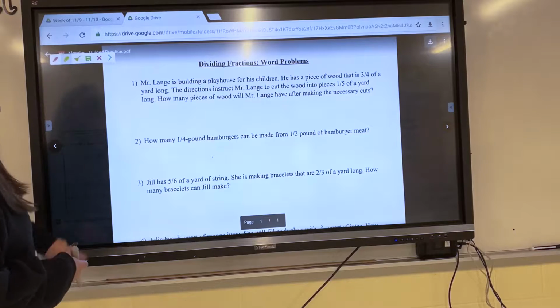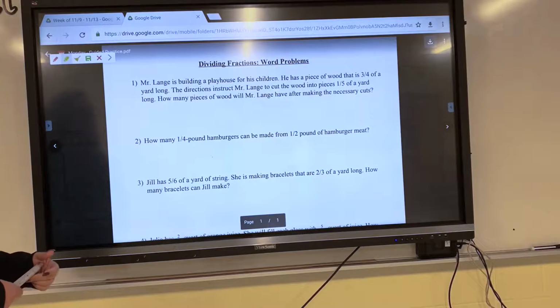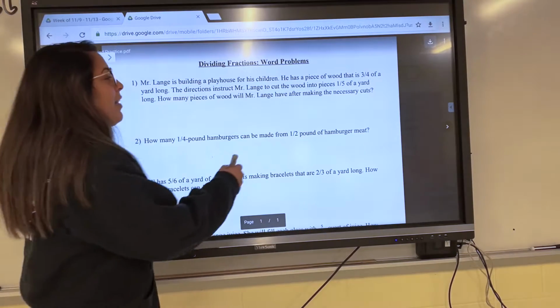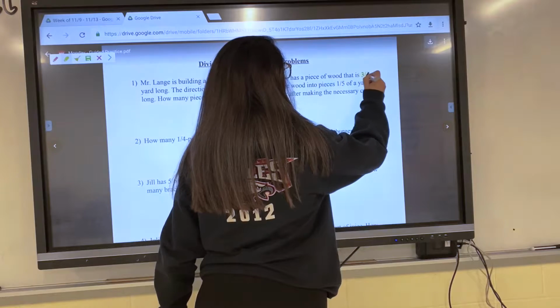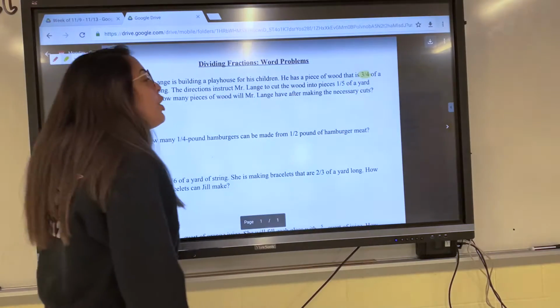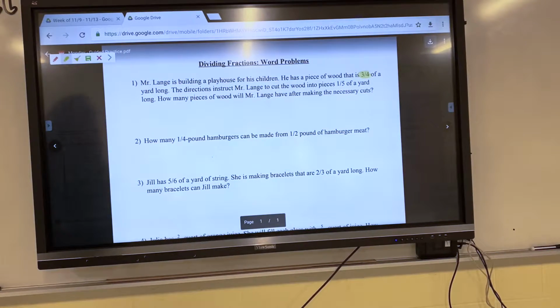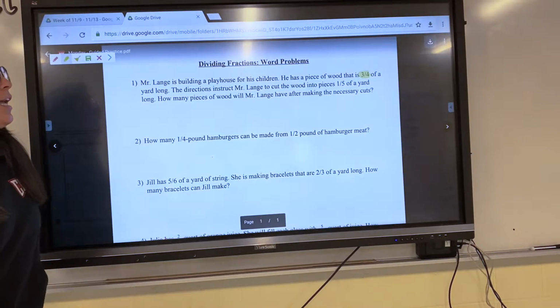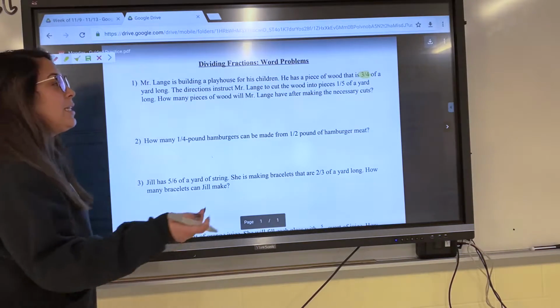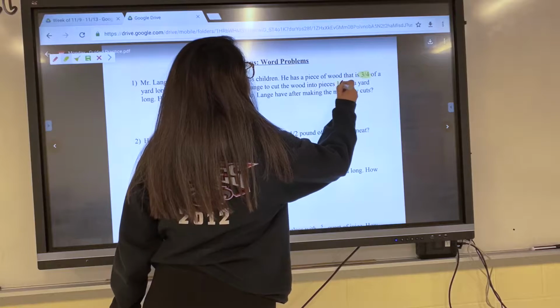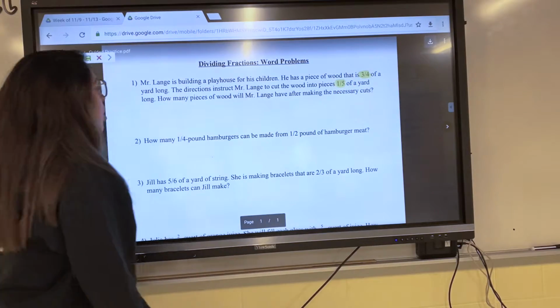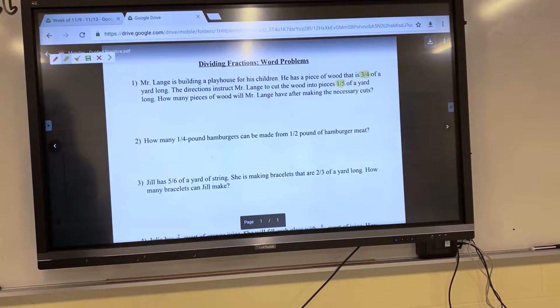So number one says, Mr. Lang is building a playhouse for his children. He has a piece of wood that is 3/4. I'm gonna highlight that because I know that's probably a piece of information I'm gonna be using. 3/4 of a yard long. The directions instruct Mr. Lang to cut the wood into pieces 1/5 of a yard long. How many pieces of wood will Mr. Lang have after making the necessary cuts?